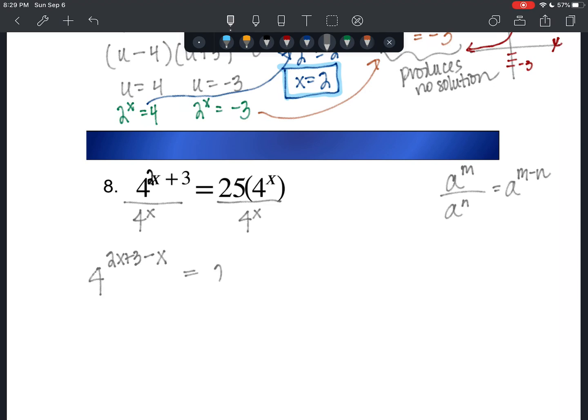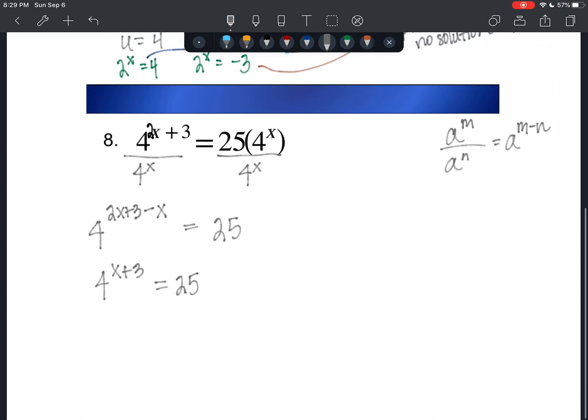And that's going to equal 25. And now you can probably see why that was supposed to be a 2x plus 3. So simplifying, 2x minus x is x. So now I get 4 raised to the x plus 3 equals 25. I can write this in log form. Log base 4 of 25 equals x plus 3.